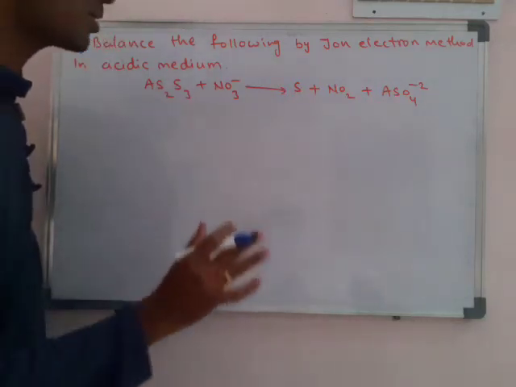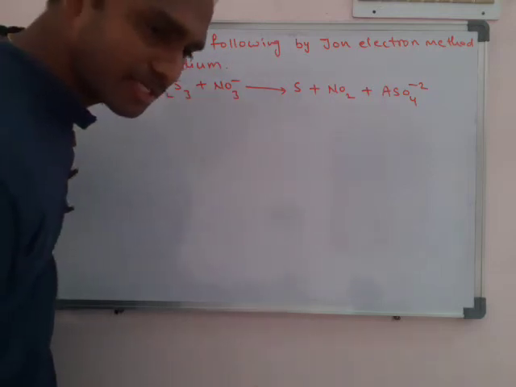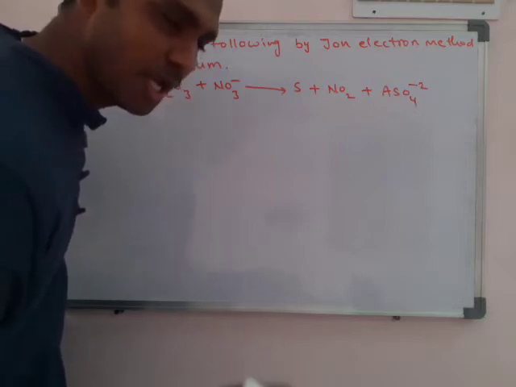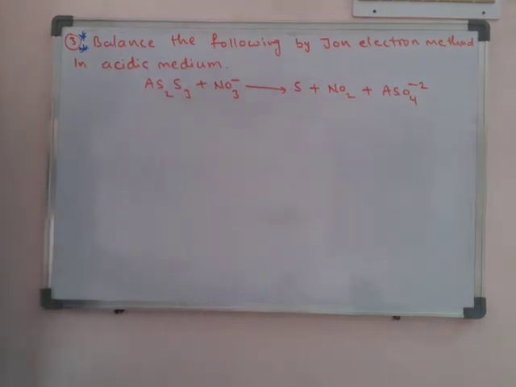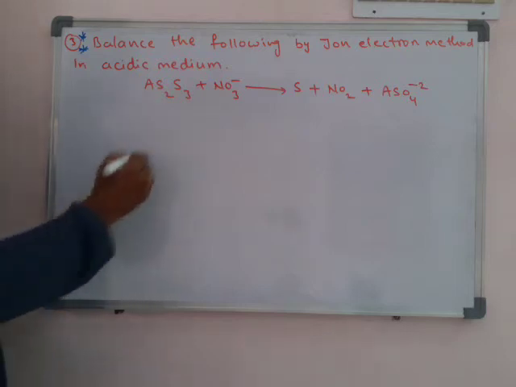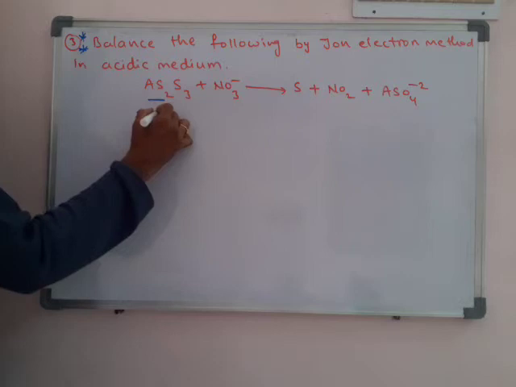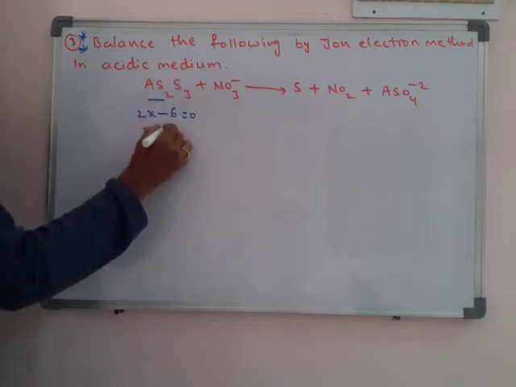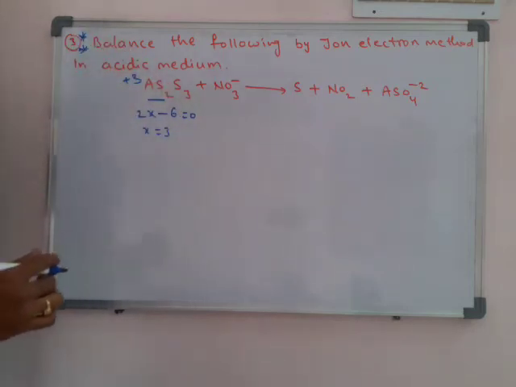Here 2 oxidations, 1 reduction take place. Generally, redox reactions involve one reduction reaction and one oxidation reaction, but here there are 2 oxidations. So what are the 2 reactions? See, arsenic. What is the arsenic oxidation state here in this example? 2x, sulfide is minus 2, that is minus 6, equals 0. So x equals 3. So plus 3 is the arsenic oxidation state.